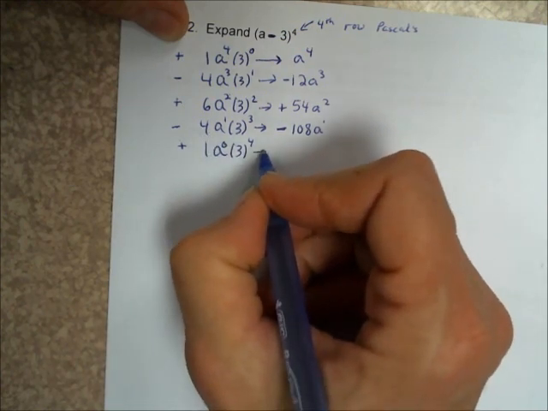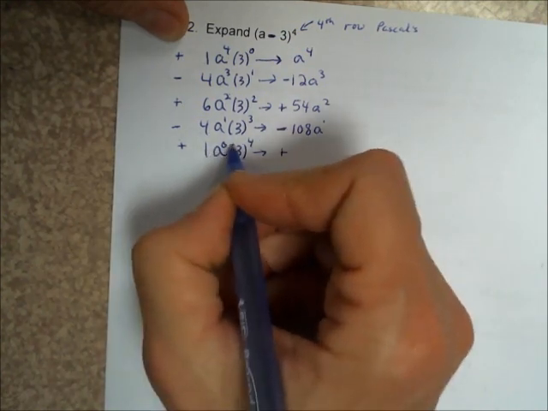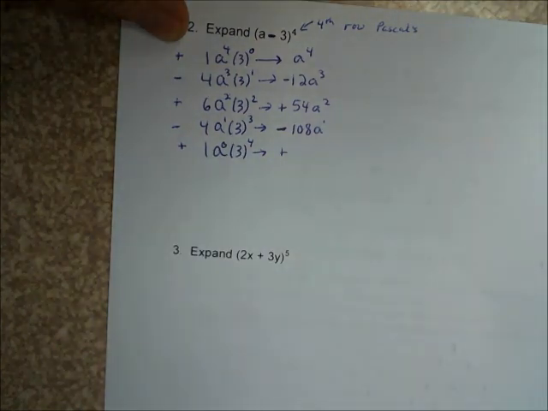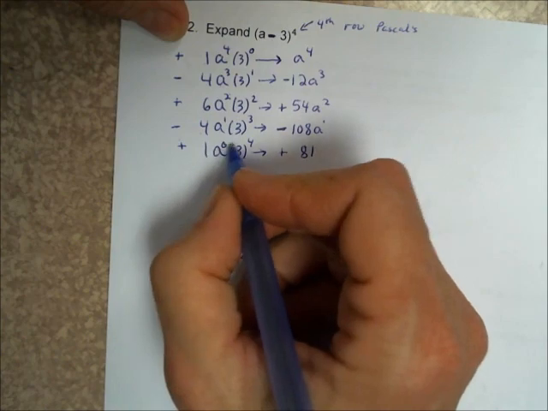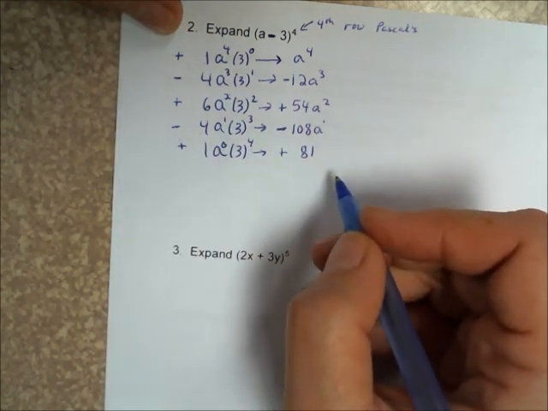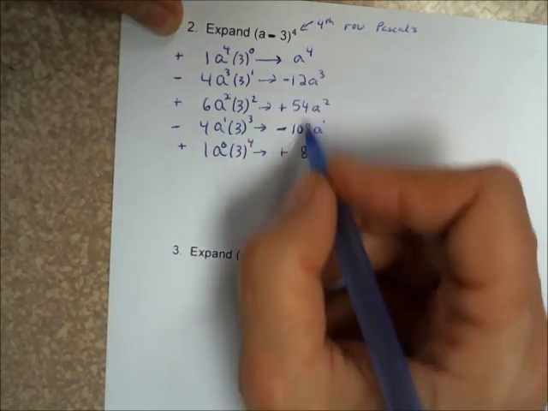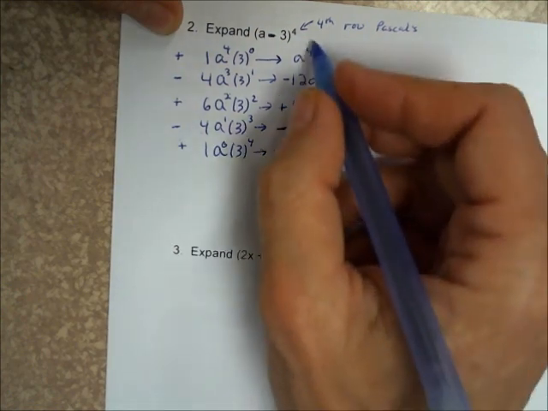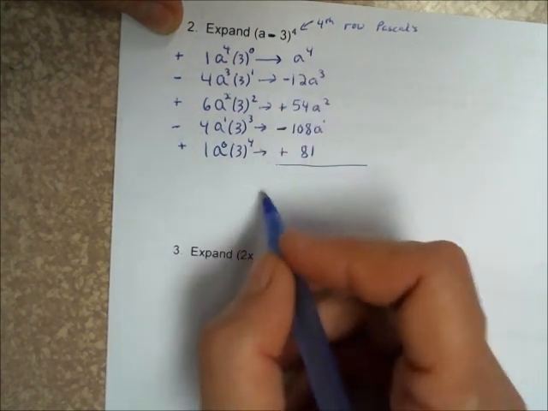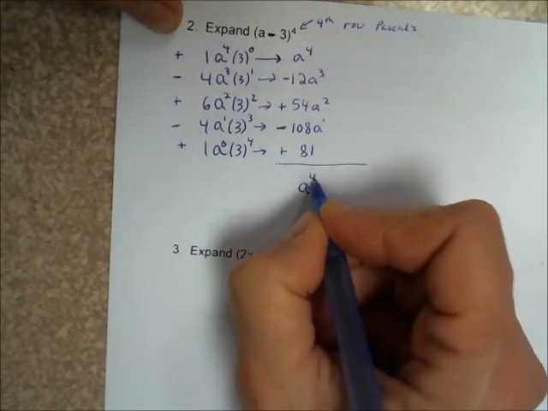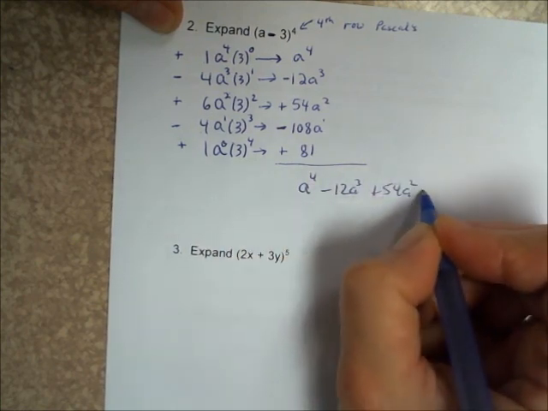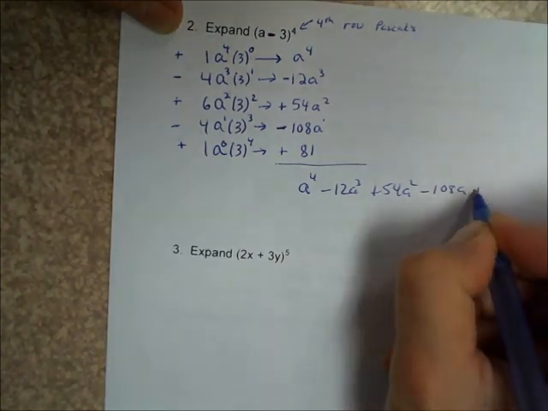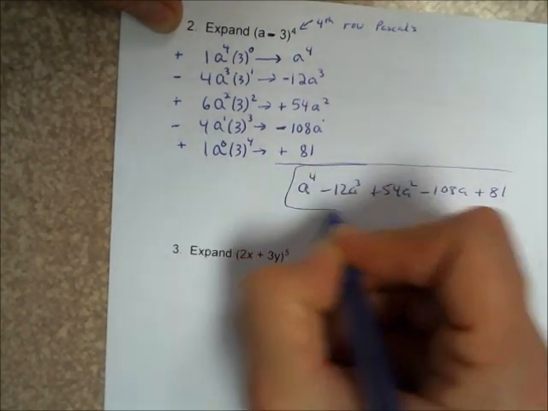And then our last term is positive. 1 times 1 times 3 to the 4th, and 3 to the 4th is 81. There's no a's next to it because a to the first is just a 1. This was a vertical representation. Now we can just write it horizontally: a to the 4th minus 12a cubed plus 54a squared minus 108a plus 81. And that is our answer.